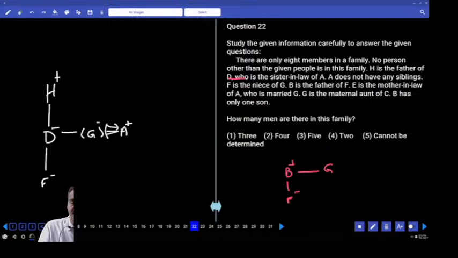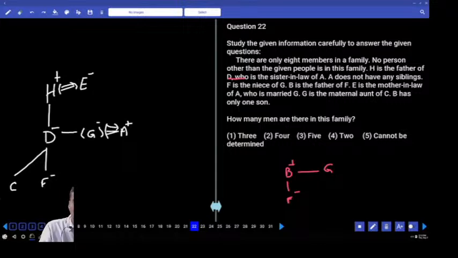E is the mother-in-law of A. H and E are a married couple. A is married to G. G is the maternal aunt of C. Maternal aunt means mother's sister. Now, mother is D, mother's sister is G.